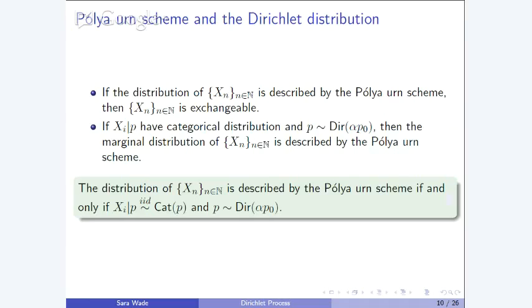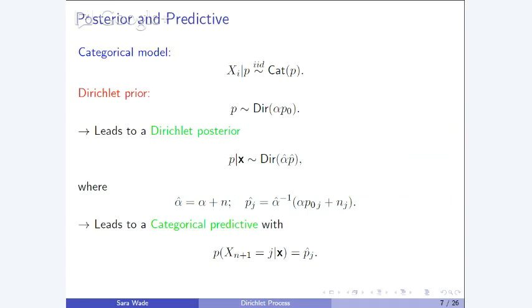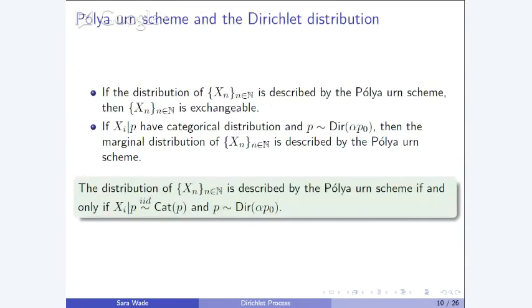Conversely, we can show that if Xi given P have a categorical distribution and P is Dirichlet, then the predictive distribution, the marginal distribution of our sequence of random variables, is the Polya urn. That just follows from the predictive distribution here, so we have this if and only if statement. The distribution of Xn is described by the Polya urn if and only if this model holds here.